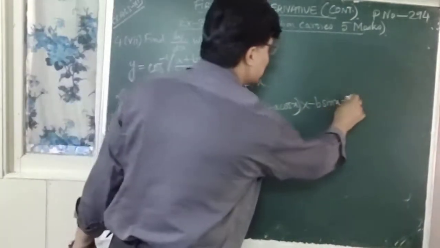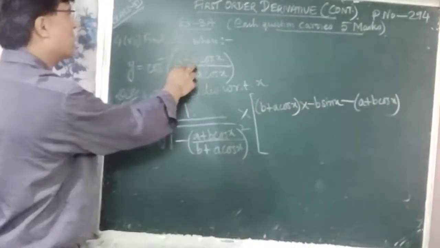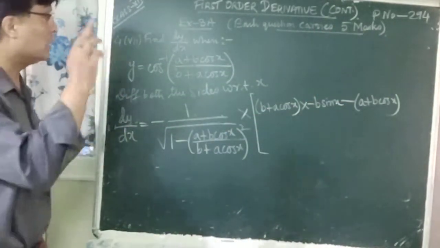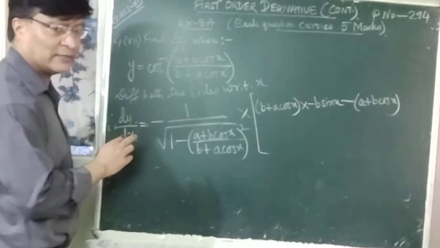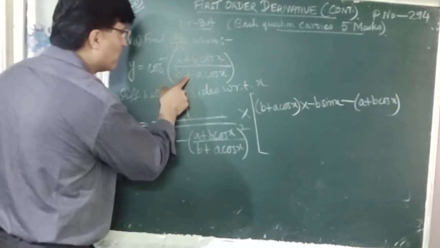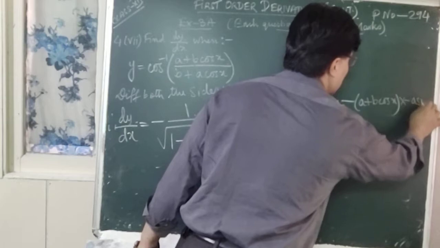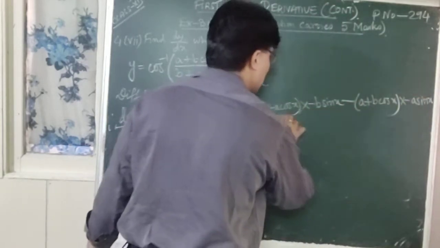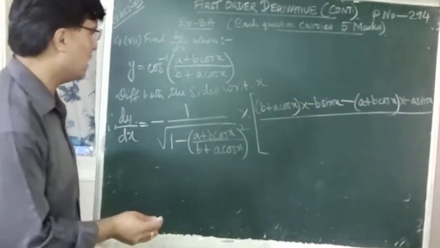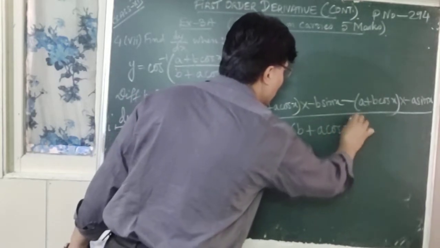Now you have to keep the numerator as it is, that is a plus b cos x. So here the numerator a plus b cos x is kept as it is, into. Now differentiate the denominator again. What is the differentiation of the denominator? For b it is 0, but for plus a cos x, it is minus a sin x, into minus a sin x. This whole divided by the denominator whole square. So it is b plus a cos x whole square.